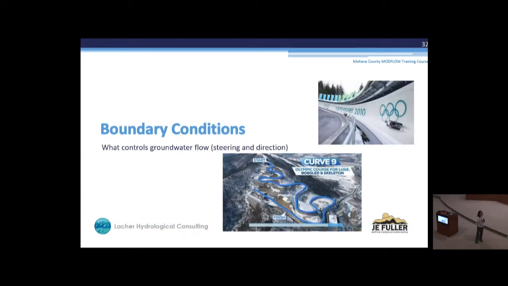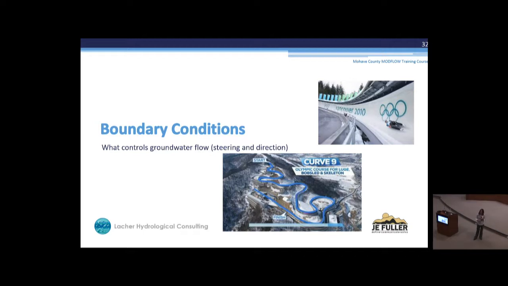Boundary conditions. This is probably the most important and also the least uniform thing that modelers do. Everybody has their own preference for how to set up boundary conditions. And a lot of times this can really make or break a model and people don't realize it. Because as I said earlier, there's no unique solution.